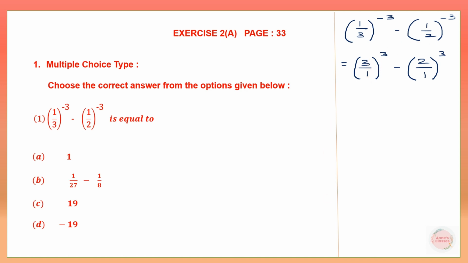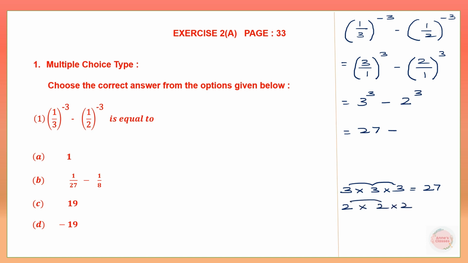Now 3 by 1 is simply 3. So 3 raised to the power of 3 minus 2 by 1 is simply 2 raised to the power of 3. Now how much is 3 raised to the power of 3? That is 3 into 3 into 3. 3 threes are 9, 9 threes are 27. So this is 27 minus 2 raised to the power of 3 is 2 into 2 into 2. 2 twos are 4, 4 twos are 8. 27 minus 8. Now how much is 27 minus 8? It's 19. So the answer here is 19. Look at your options. Which is 19? Option C is 19. So this is our correct answer.